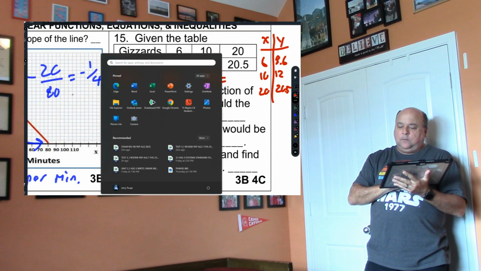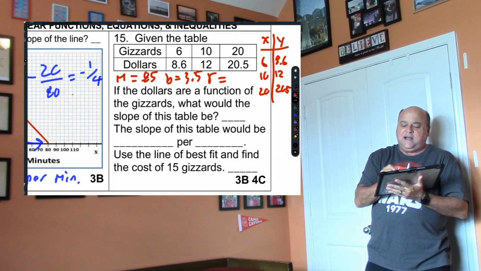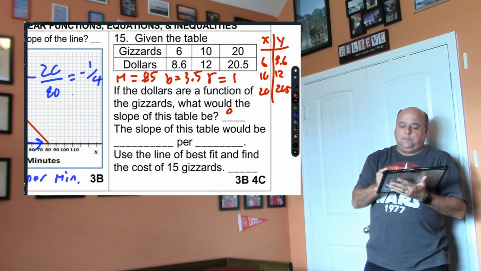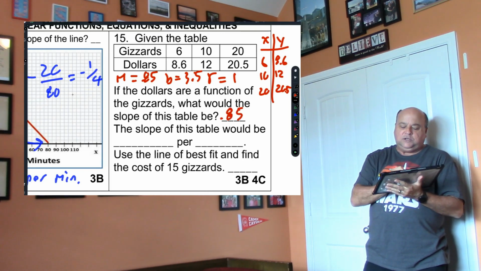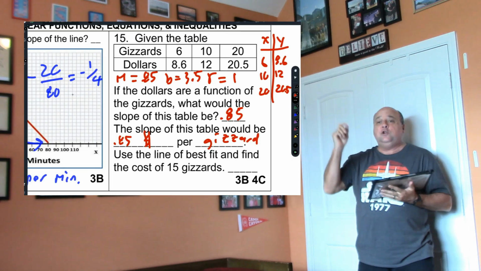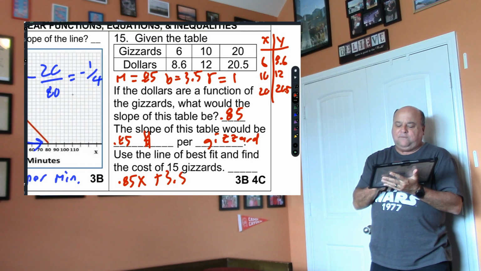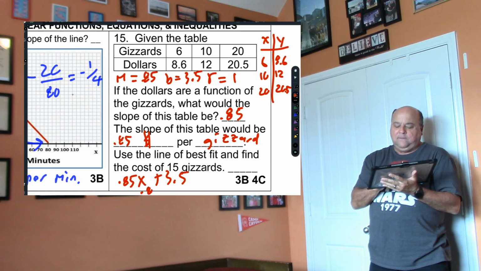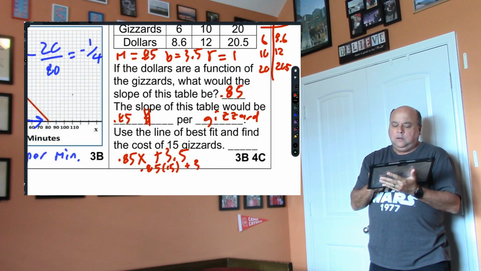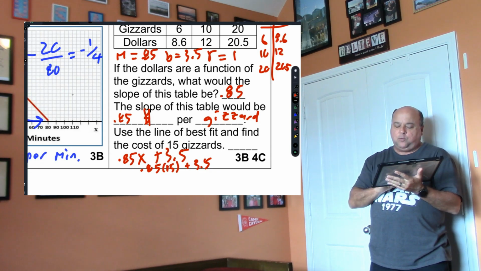Okay, so let's go to here, 0.85 and 3.5. So 0.85, 3.5, the R is 1. The slope would be 0.85, which is $0.85 per gizzard. And then what we're going to do is we're going to estimate. So 0.85 X plus 3.5, and we're going to put 15 in for X. So we're going to do 0.85 times 15 plus 3.5.